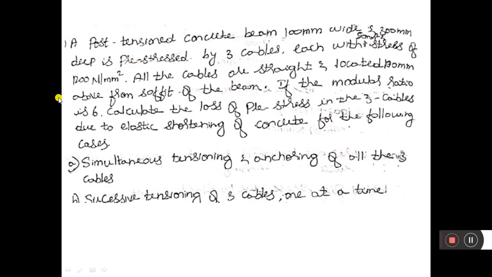A post-tensioned concrete beam 100 mm wide and 300 mm deep is prestressed by three cables, each cable with 50 mm square area and with a stress of 1200 Newton per mm square. All the cables are straight and located 100 mm above the soffit of the beam. If the modular ratio is 6, calculate the loss of prestress in three cables due to elastic shortening of concrete for the following cases.